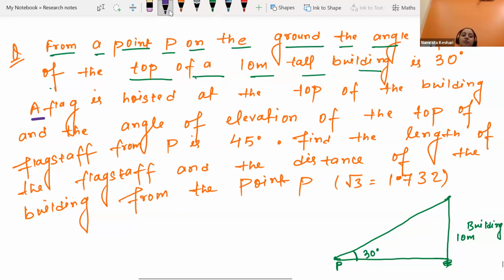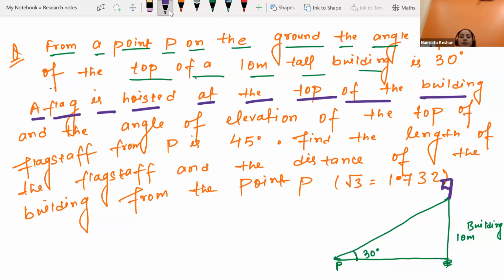Next part is, a flag is hoisted at the top of the building. So we have made a flag at the top of the building. You can say this is a flag. And the angle of elevation of the top of the flagstaff from P is 45 degrees. So the flag is hoisted like this.